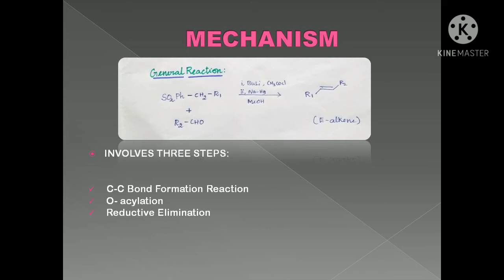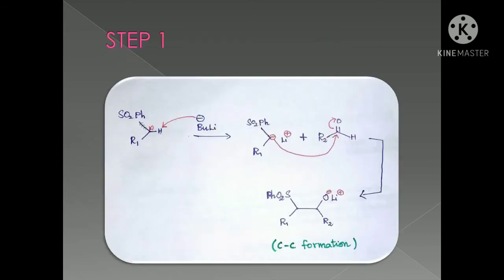Now we will look into the mechanism of this reaction. Step 1, carbon-carbon bond formation. Due to the minus I effect of phenyl sulfone, the hydrogen attached on the carbon next to it will be highly acidic. It will be abstracted by butyl lithium. Here butyl lithium is used as base, but instead of butyl lithium we can use LDA in THF or Grignard reagent in THF. Here butyl lithium abstracts the acidic hydrogen and makes a metallated alkyl phenyl sulfone.